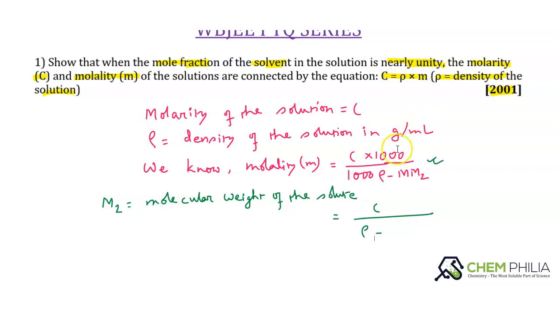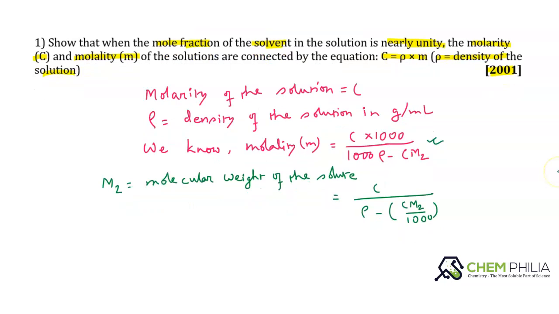Just a minute, I've written here m, but I think it will be capital C, right? Okay, sorry for the mistake. So it will be capital C. So the equation will look like rho minus Cm2 divided by 1000, right?